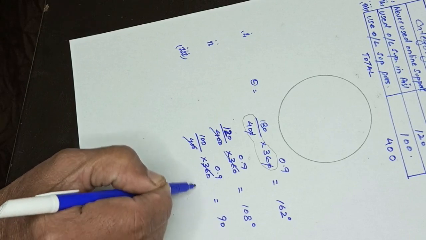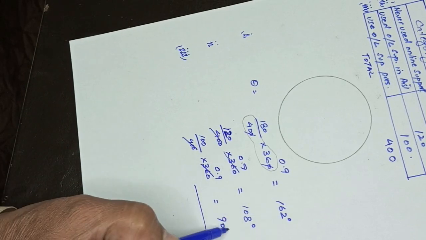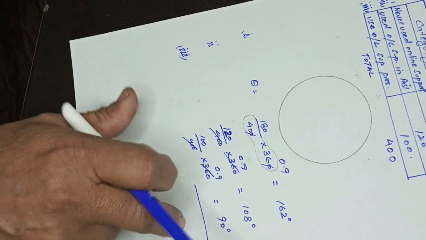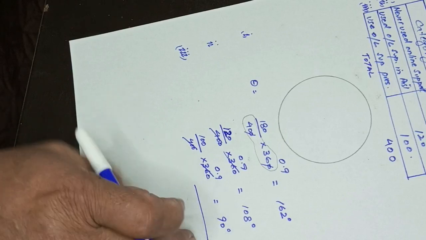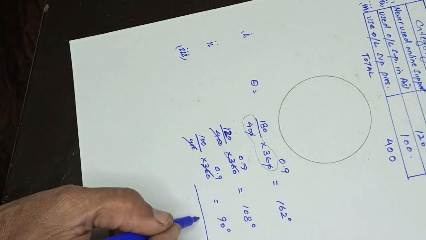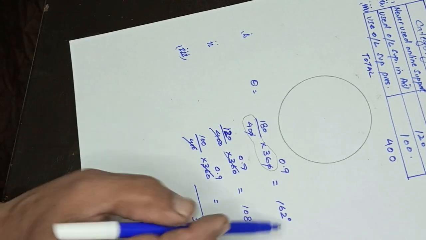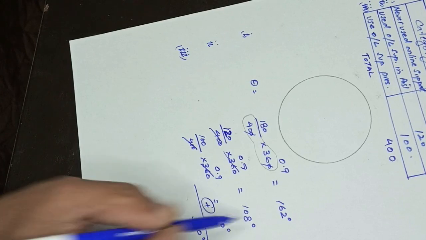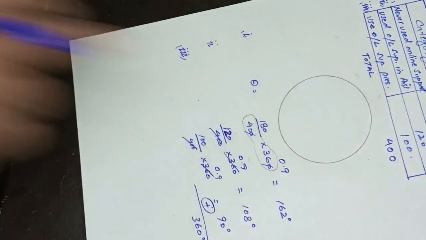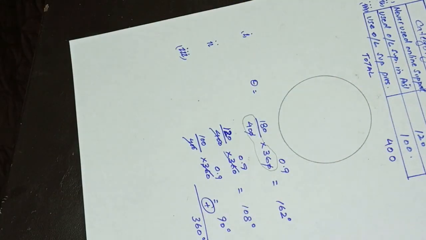So my dear students, if you calculate these angles, now these should come to 360 degrees. 90 plus 108 plus 162. You see that they all become 360 degrees if you add them. If you only add them, it will become 360 degrees. Then our whole circle will be acquired.